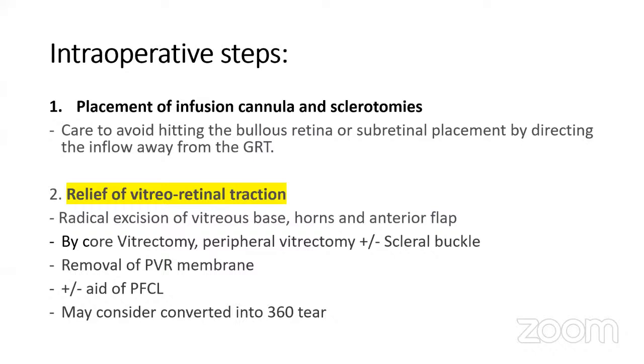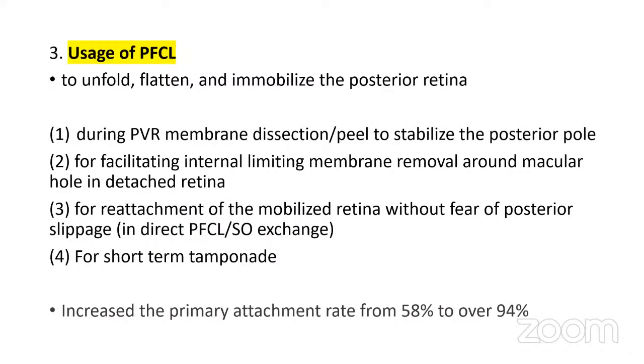In certain cases, we might need to consider converting into a 360-degree tear if we cannot release the traction. So this comes to the usage of the heavy liquid. The aim is to unfold and flatten, as well as immobilize, the posterior retina. Because most of the time, patients with giant retinal tear will have some form of PVR, as they are at very high risk of developing PVR.